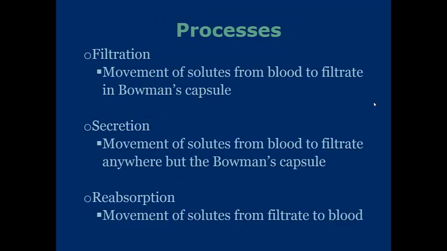There are different processes that the excretory system goes through. Three in particular are what we're going to discuss today. Filtration is the movement of solutes from blood to filtrate in the Bowman's capsule. This is where the glomerulus is located. Secretion is the movement of solutes from blood to filtrate anywhere but the Bowman's capsule. And reabsorption is in the opposite direction, when solutes move from filtrate to blood. The excretory system participates in all 3 of these functions.